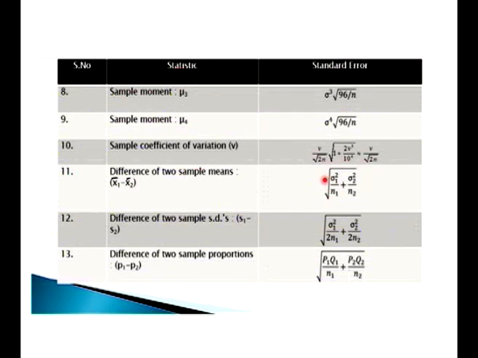Then, if the statistic is difference of two sample means x1 bar minus x2 bar, then the corresponding standard error is root of sigma 1 square by n1 plus sigma 2 square by n2. This particular statistic and standard error will have an importance in doing these sums in testing of significance. Similarly, difference of two sample standard deviations, S1 minus S2, has standard error root of sigma 1 square by 2 n1 plus sigma 2 square by 2 n2. Next, difference of two sample proportions, P1 minus P2, has standard error root of P1 Q1 by n1 plus P2 Q2 by n2.